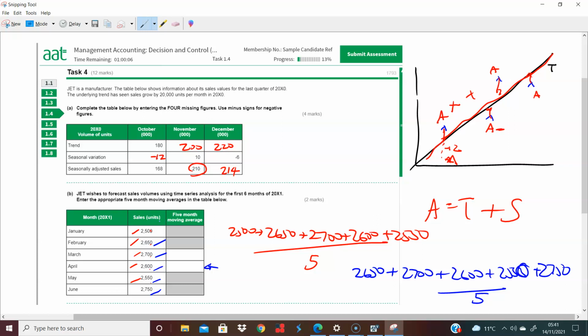What do we have? 2,500 plus 2,650 plus 2,700 plus 2,600 plus 2,550, divided by 5, gives you 2,600. So this is 2,600. And with your blue one, you have 2,650 plus 2,700 plus 2,600 plus 2,550 plus 2,750, which is 13,250, divided by 5, and here you have 2,650.